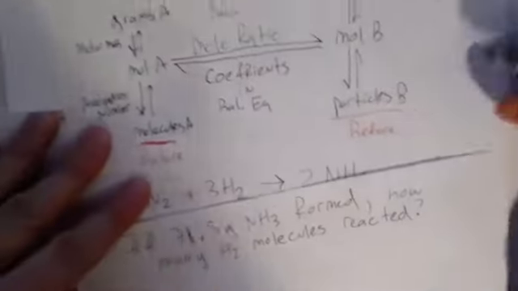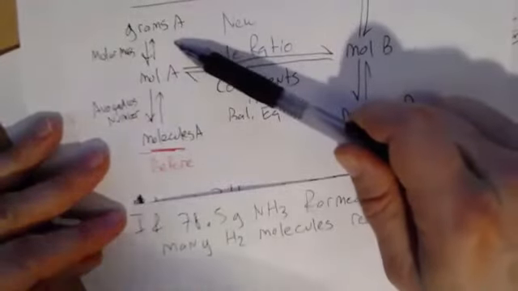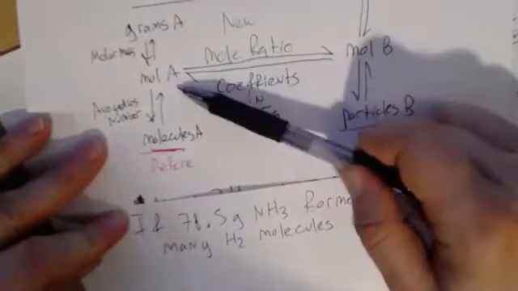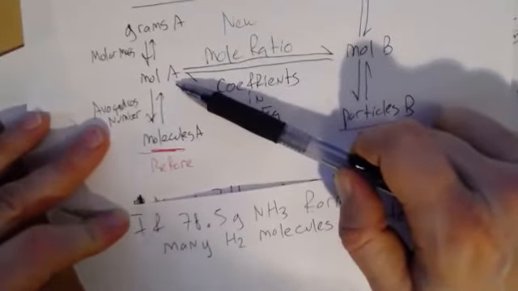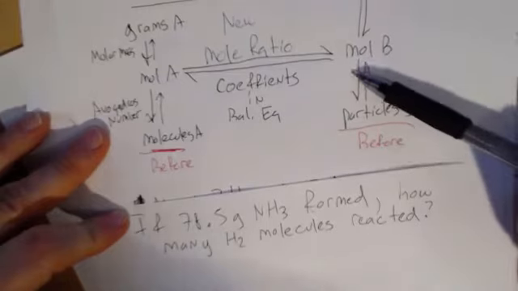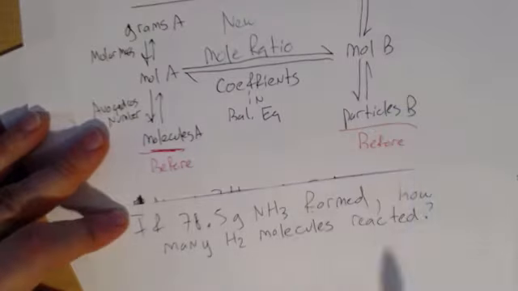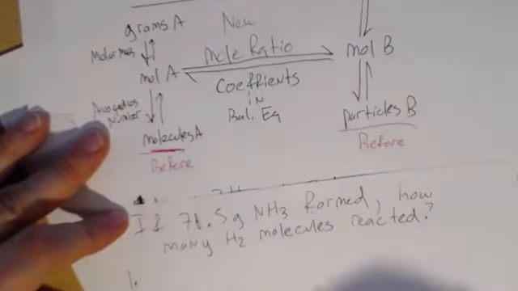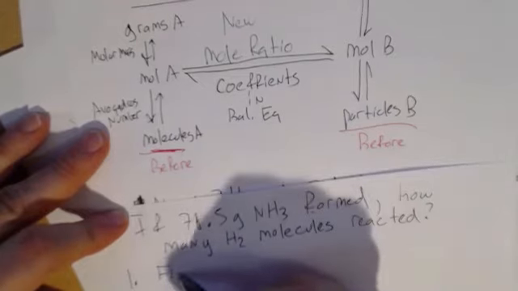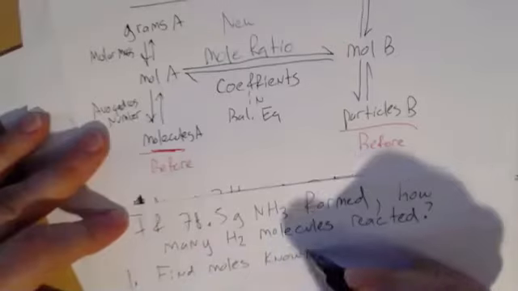There's my balanced equation. And so if I look at this, I'm given grams of my known. And so I'm going to want to go to moles of known, which would be moles of ammonia. And then I'm going to use the mole ratio to go to moles of hydrogen. And then I'll go down to go to particles. So the first step would be find moles of the known, right?